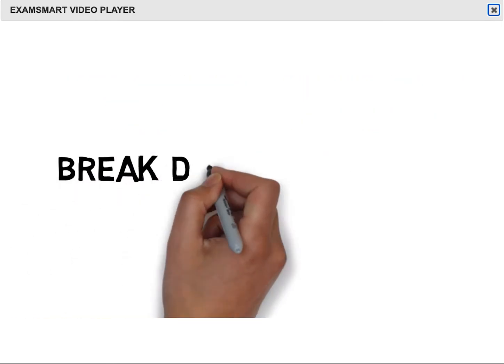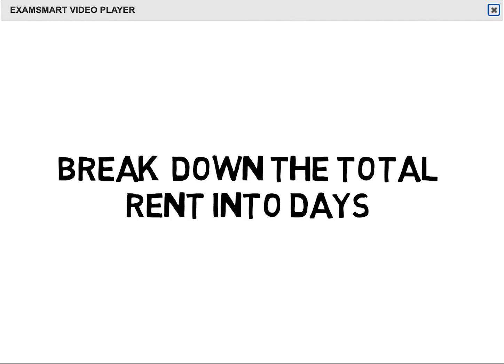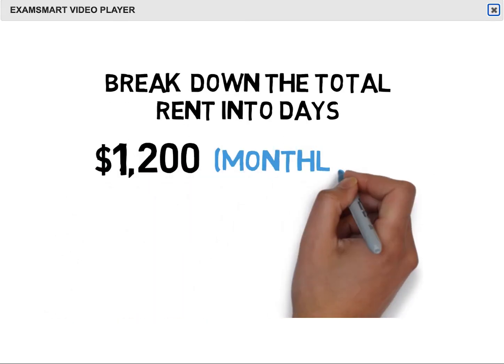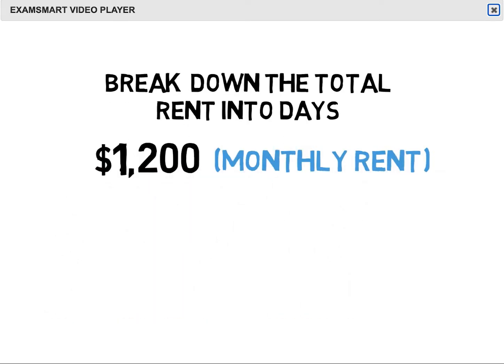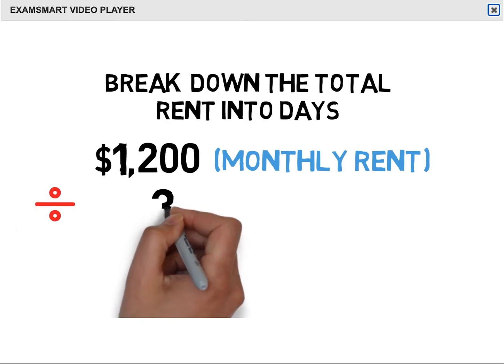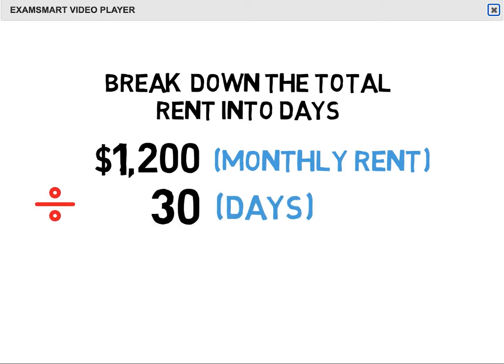We then break down the total rent into days. $1,200 was the monthly rent. So we'll take $1,200 and divide by 30 days, because we're using 30 days in a month.